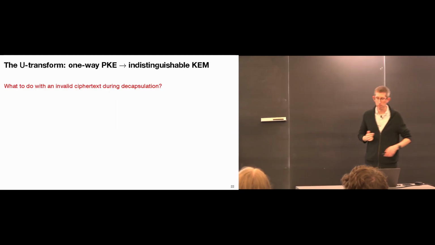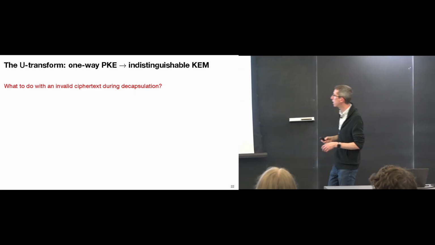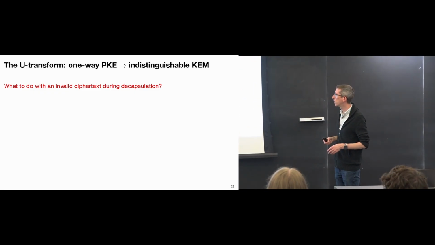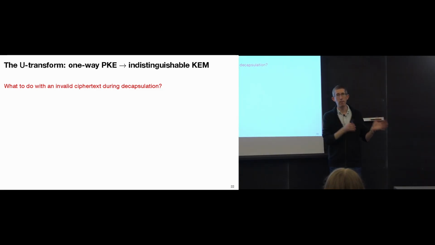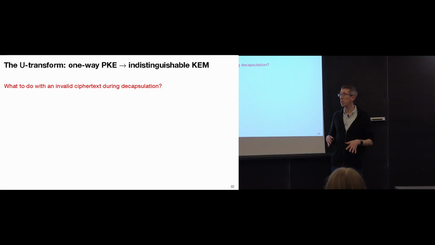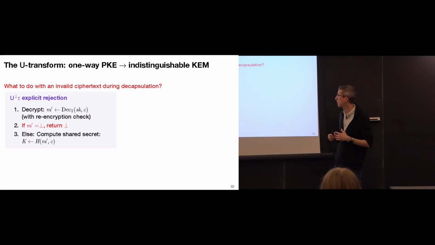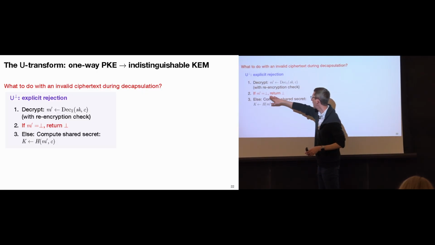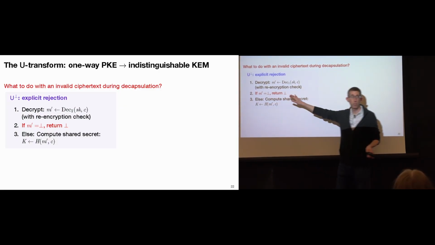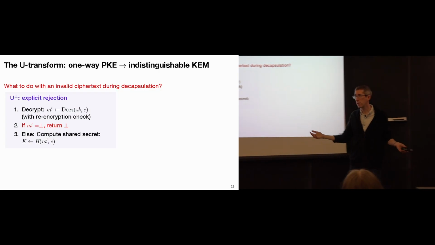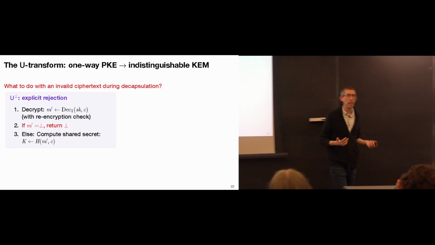Now, there's a couple of subtle details that we should mention about the U transform. We have to figure out what to do if the adversary gives us an invalid ciphertext, one for which the re-encryption check fails. We basically have two options. If the adversary gives us a ciphertext where re-encryption fails and we get an error symbol, then we could just output the error symbol, and say, well, you gave us something that failed, so we're going to fail. That maybe seems like the obvious thing to do.